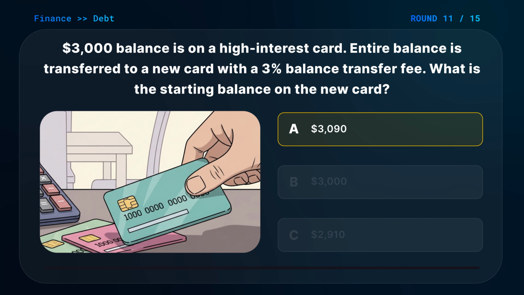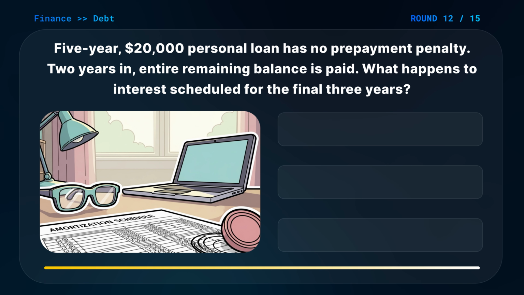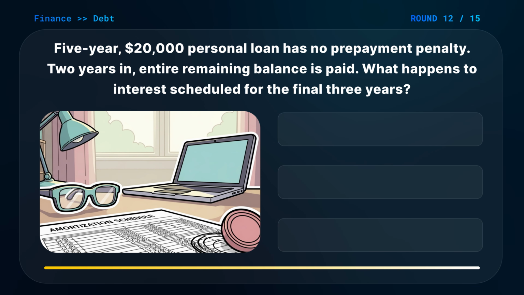The answer is A. The balance transfer fee is calculated on the transferred amount and is added directly to the new card's principal balance. Stay with me. You have a 5-year, $20,000 personal loan with no prepayment penalty. 2 years into the loan, you pay off the entire remaining balance in one lump sum. What happens to the interest that was scheduled to be charged over the final 3 years?